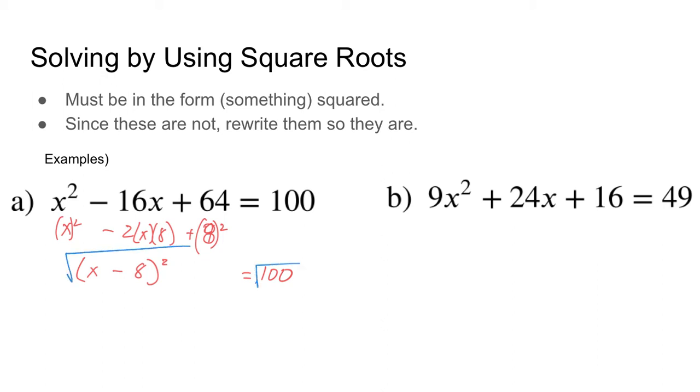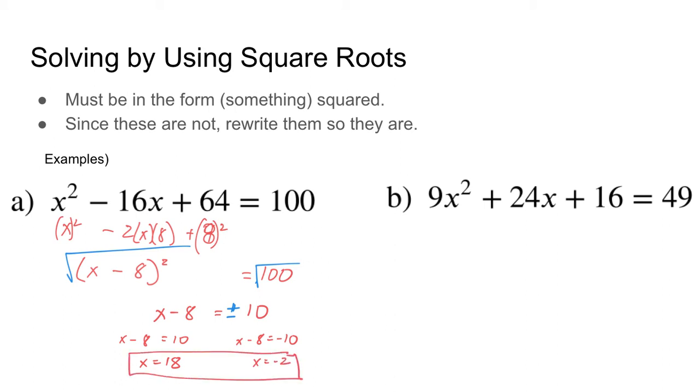So we can simply take the square root of both sides. That will give me x minus 8 equals, don't forget the plus or minus, the square root of 100, which is 10. That gives me two problems: x minus 8 equals positive 10, and x minus 8 equals negative 10. I can add my 8 to both sides and get x is equal to 18, or x is equal to negative 2. Both of those are acceptable answers for this quadratic equation.